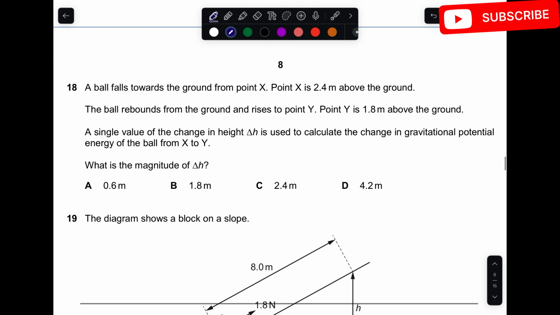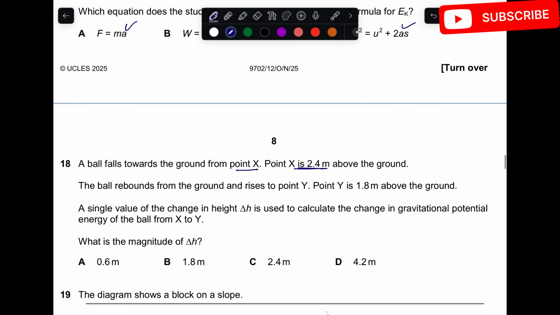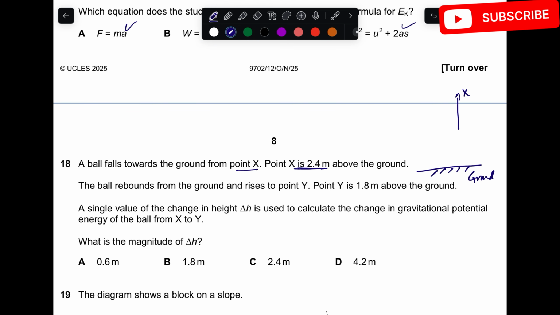In question 18, a ball falls towards the ground from a point X. Point X is 2.4 meters above the ground. Let's try to make the scenario side by side. Let's suppose this is the ground and this is point X. This is 2.4 meters. Okay, and the ball rebounds from the ground and rises to the point Y. Point Y is 1.8 meters above. Let's suppose Y is here and this is 1.8 meters above the ground.